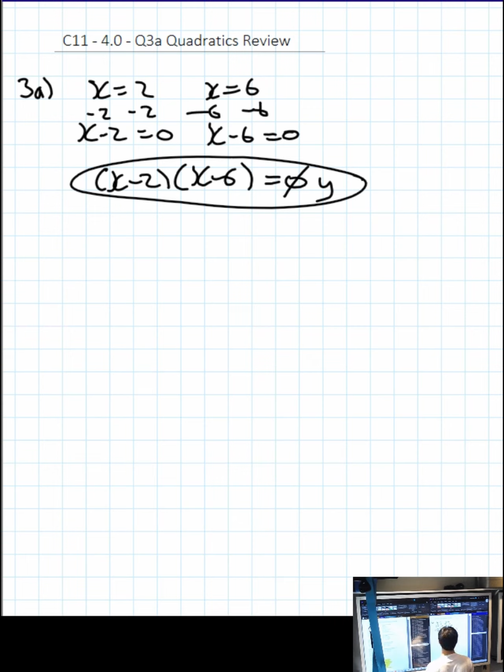So let's mirror it. y equals, and we're going to get x squared. Good. And then x times negative 6 is negative 6x. Negative 2 times x is negative 2x. And we're going to get negative 8x plus 12. We don't need that bracket out in front. So we're going to get x squared minus 8x plus 12. Remember, it could be equal to 0 or it could be y equals. Let's circle that answer as well.